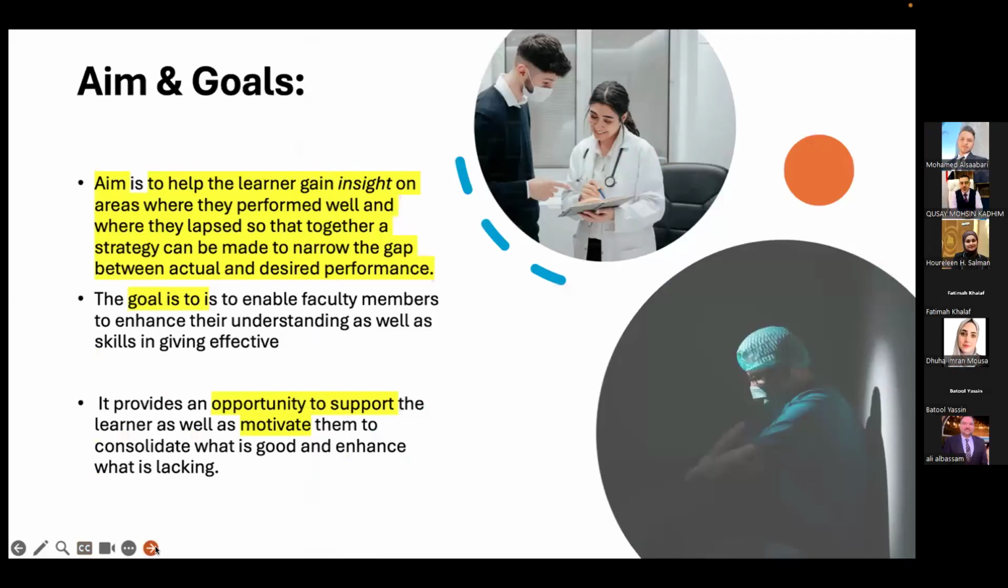Aims and goals. I saw in the very beginning you have covered this as well: what are the aims and goals, the differences between them, learning objectives, learning outcomes. That's all very good, important aspects of educational pedagogy which have been covered. So here the aim is that the learner gains insight on the areas where they perform well and where they lapsed, so that together a strategy can be made to narrow that gap.